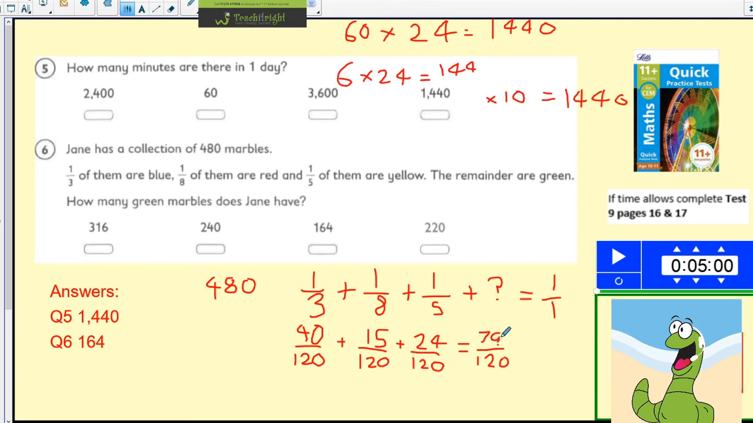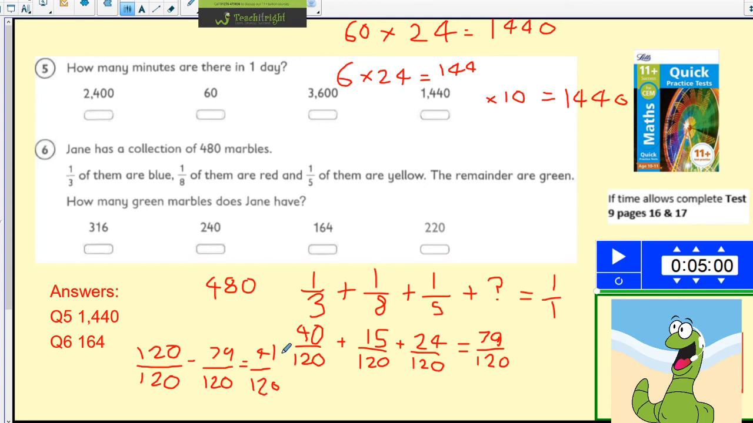And if 79 out of 120 are one colour, what's the remainder going to be? Well, if I do 120, which is the same as 1 out of 1, it's the same fraction, minus 79 out of 120, I can work out what the remainder are. It's going to be 41 out of 120.